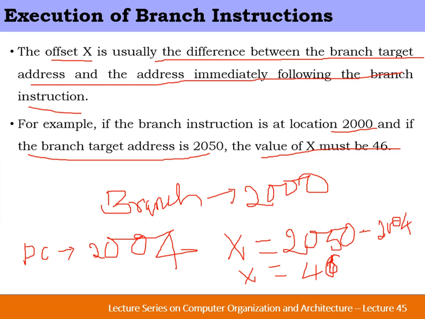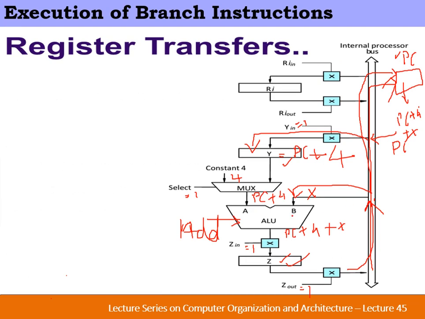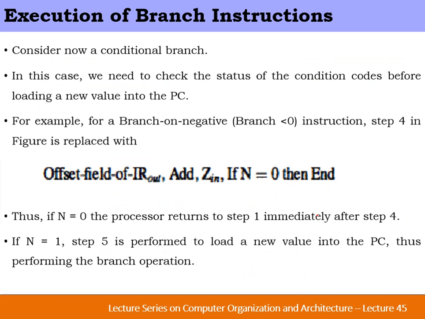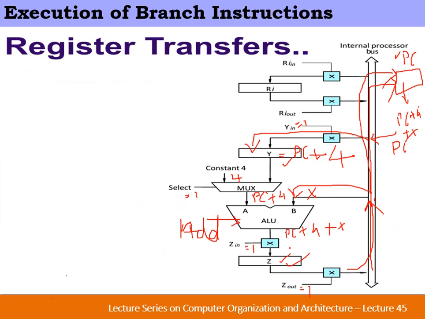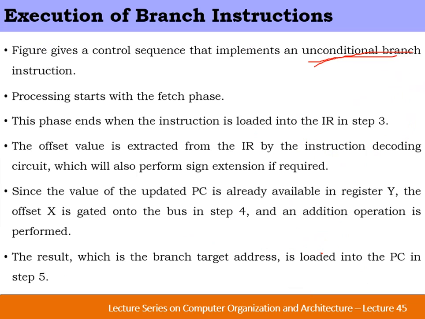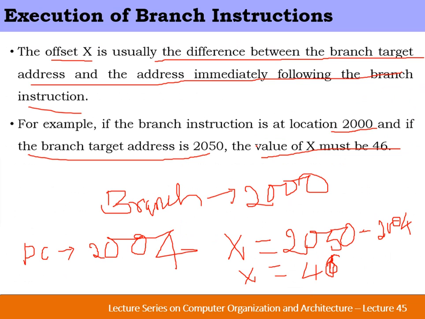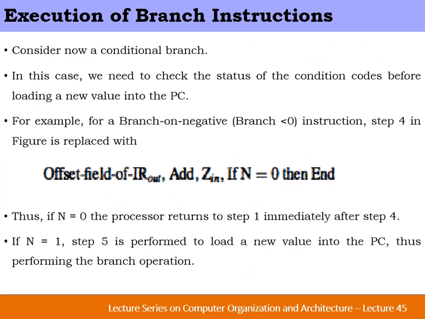Whenever we add the updated program counter contents plus X, what is PC plus 4? Here PC is 2000. So 2000 plus 4 plus the offset value. 2000 plus 4 is 2004. So 2004 plus 46 becomes 2050. So 2050 will be the branch target address.